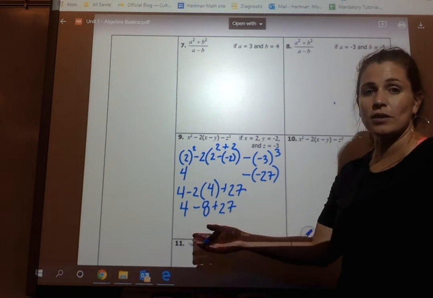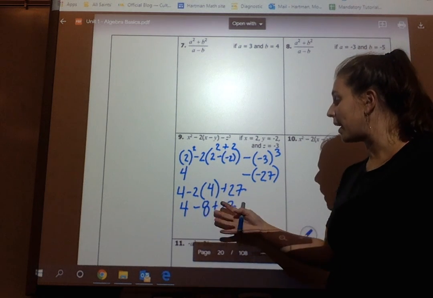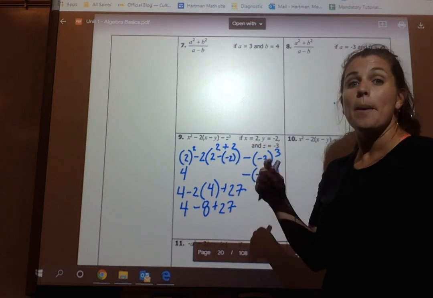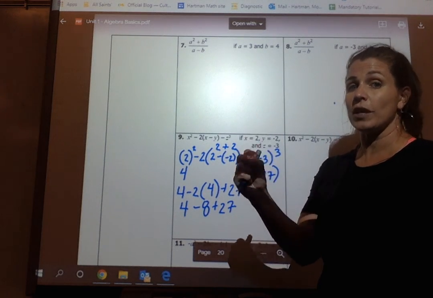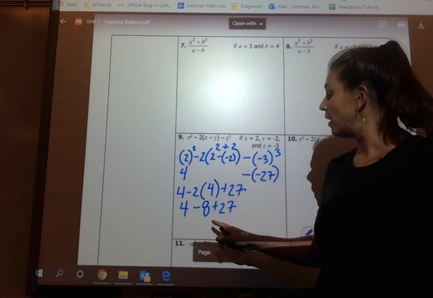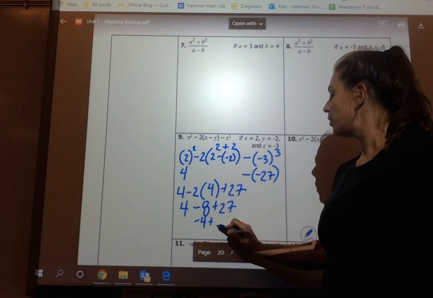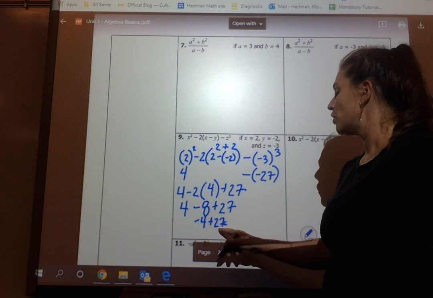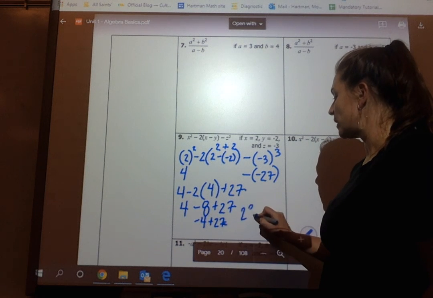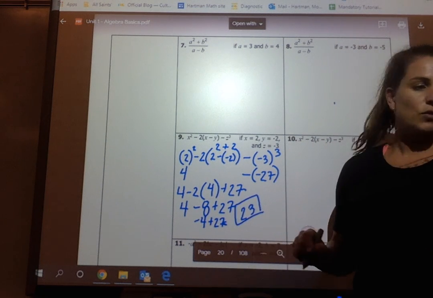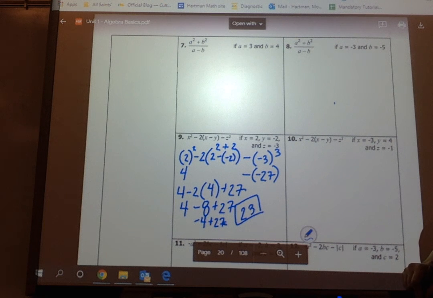Order of operations or commutative property says I can combine any way I want. I can't subtract. But if I use it as an integer, remember integers are any numbers, negative and positive, I can combine them. So negative 8 and 4 is negative 4 plus 27. And then 27 minus 4 is 23. So 23 should be your answer there.